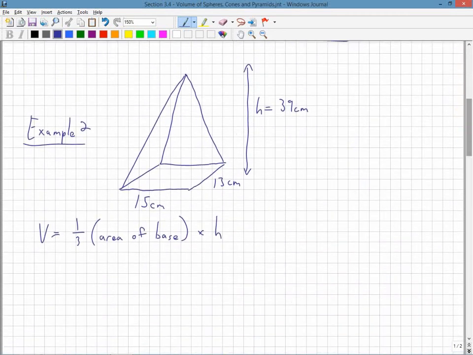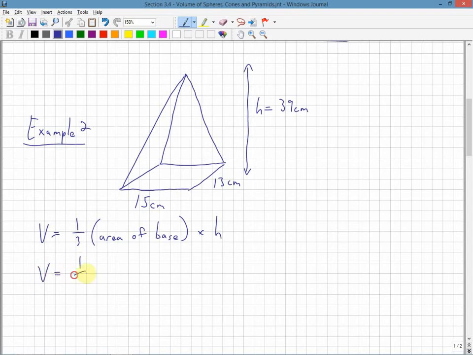Next example is a pyramid. For the pyramid, you'll notice that, again, it's 1/3, or dividing by 3. It's a triangular shape. So when I'm going through this one, if it's a square-based pyramid or rectangular-based pyramid, that's the shape of the base. This is a rectangular-based pyramid. And you'll notice that because the length and the width of the base are different. The length is 15, the width is 13.